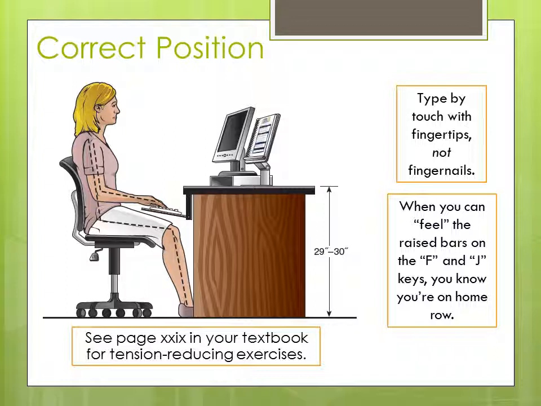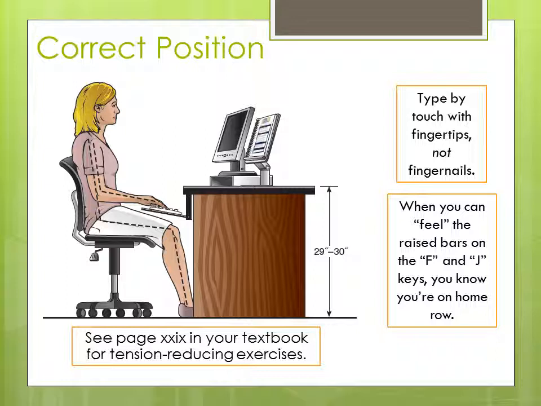Raising and lowering your chair will also help you get good position on the keyboard. So you can see her arms are just slightly more open than a 90-degree angle, and you want your wrist to rest down in a downward angle like that, and that will prevent carpal tunnel syndrome.